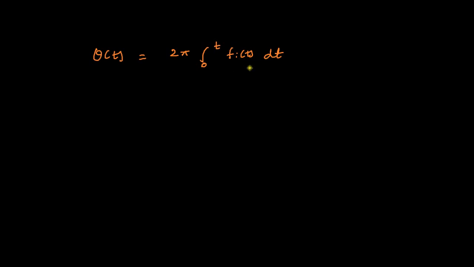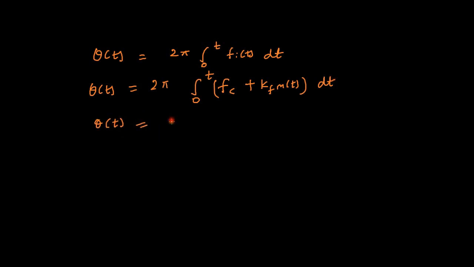So this is the theta of t equation, and we are also aware of the value of Fi of t. We'll substitute that in this equation. So then what we'll get? We'll get 2 pi into integral from 0 to t of Fc plus Kf into m of t, whole dt. So if we expand that, we get 2 pi Fc into t plus 2 pi into Kf integral from 0 to t of m of t dt.